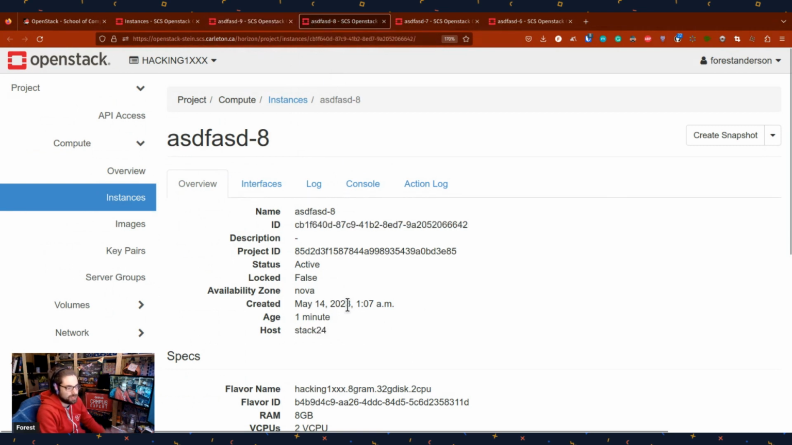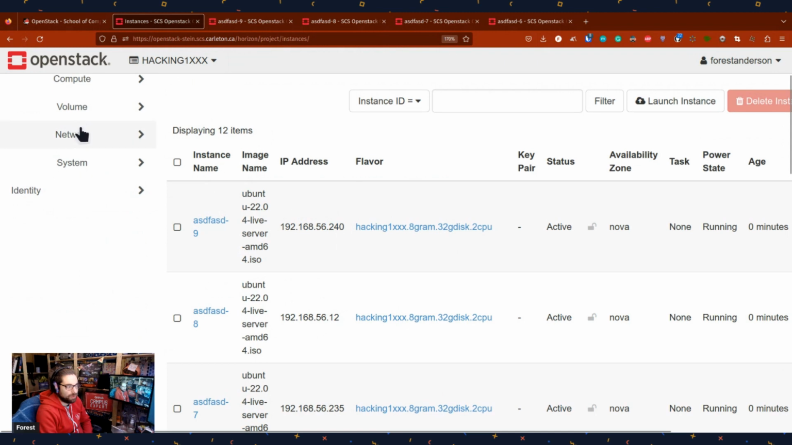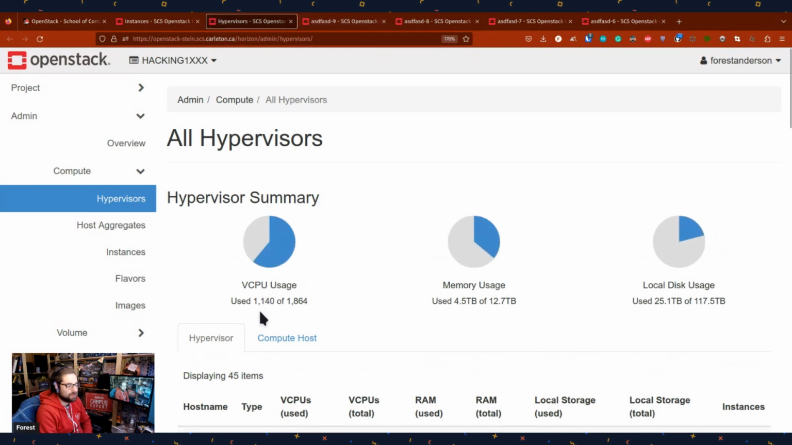Let's look at what the next one is doing. Stack 24. So it's running on another computer inside of there. This one's stack 20. This one's stack 26. And so each one of these is running on a different computer inside of OpenStack. I don't remember what the number was before, but if we go back to admin, compute, and hypervisors, then it's like 1,140. Maybe that number is different.